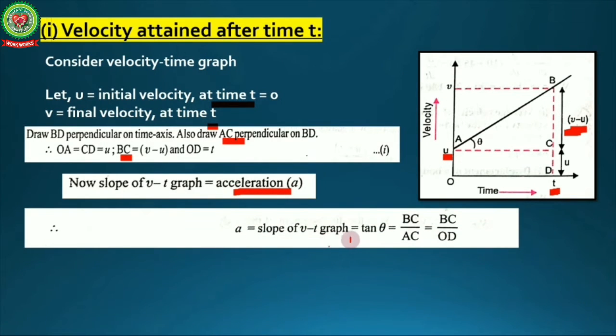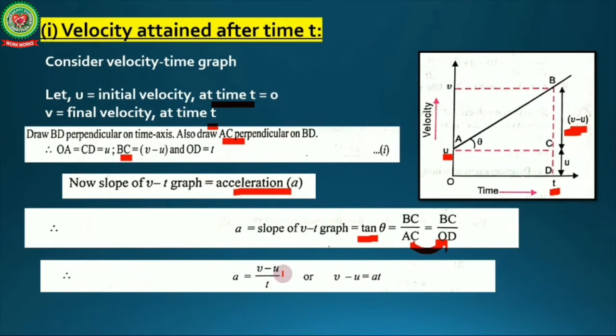Now, slope of the VT graph: we have already studied that the slope of the velocity time graph gives us acceleration. Therefore, slope of the velocity time graph, that is tan theta, and we know from the trigonometric ratios that tan theta is equal to perpendicular divided by base. So BC divided by AC. As AC is equal to OD, we can replace AC by OD and we get BC upon OD. By putting all these values, A is equal to V minus U by T, or after cross multiplication we get V minus U is equal to AT. So V is equal to U plus AT.